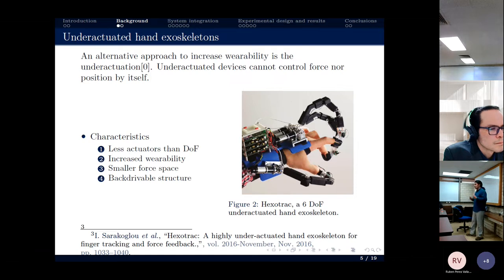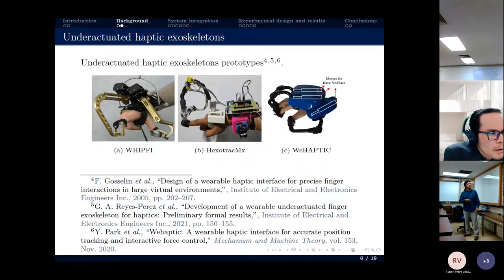Now, an alternative approach to increase the wearability of these devices is the underactuation. An underactuated device is one with fewer actuators than degrees of freedom. Because of this, it will have a more drivable structure, thus increasing the wearability of this exoskeleton. As a downside, it will have a smaller force space, so it will not be able to display the full force calculated in the virtual environment. But as the human can move his hand and then reposition the base of the exoskeleton, he will be able to perceive most of the force when interacting with virtual objects.